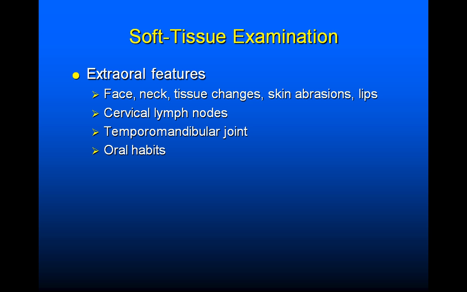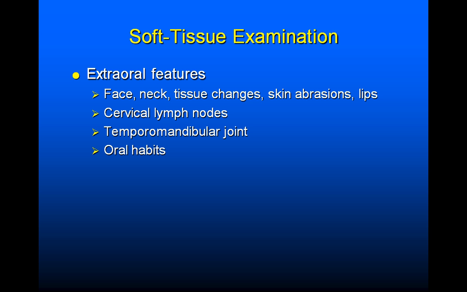What they are looking for are any tissue changes or skin abrasions. They will also palpate for the cervical lymph nodes to check if there's any changes in the size, shape, or consistency of lymph nodes. They will also check the temporomandibular joint for any abnormalities that might have developed. And they are observing the patient for any oral habits. There are oral habits that can manifest in the extraoral features, such as mouth breathing. Mouth breathing is a typical example of an oral habit that can result in an elongated facial structure.